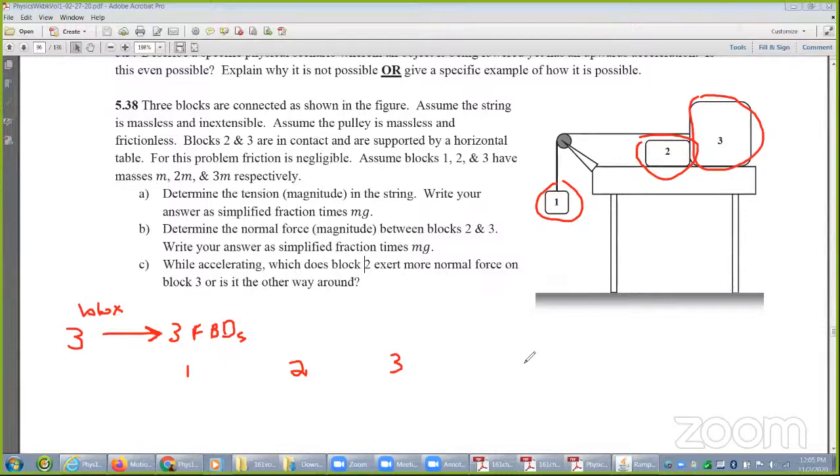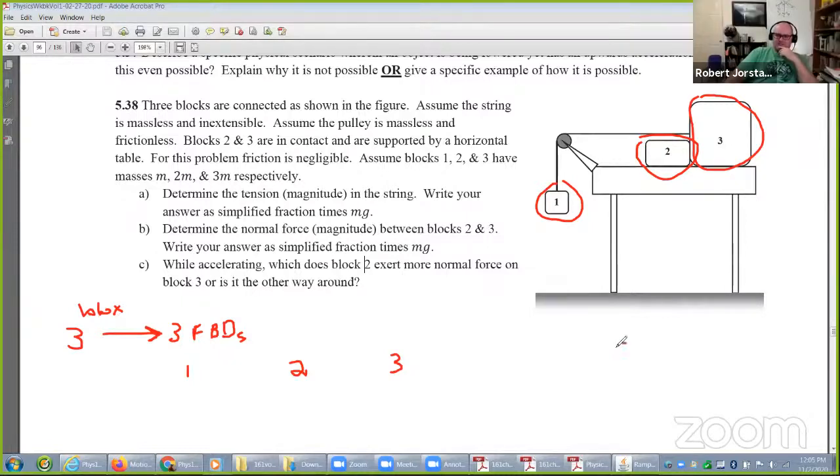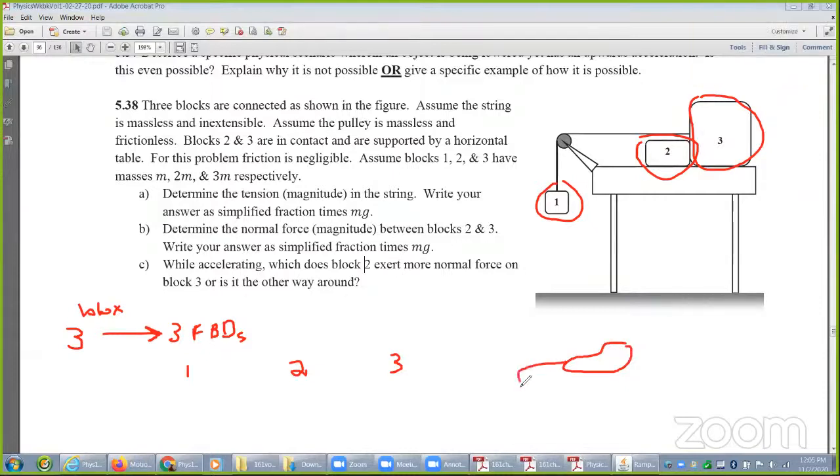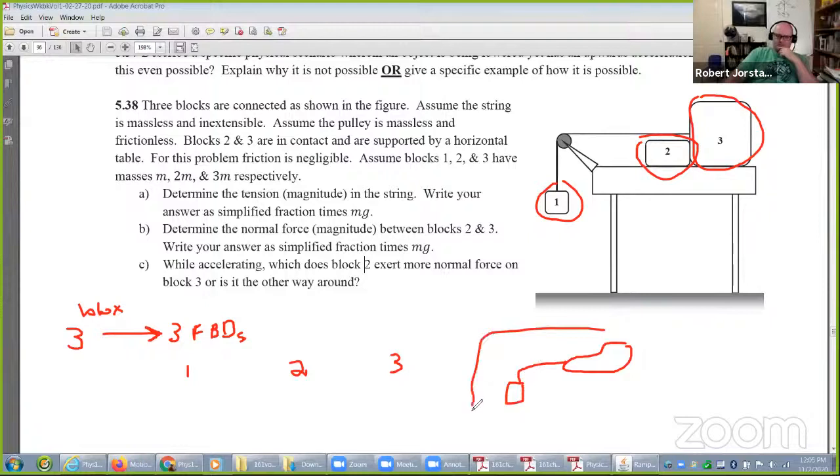The system? You could do a system. Where it's going like this. Now that's kind of tricky. So in this case, maybe that would be challenging. So this would be a 1, 2, 3 system. You could do that. Is there another FBD you could draw that's maybe a little bit simpler?